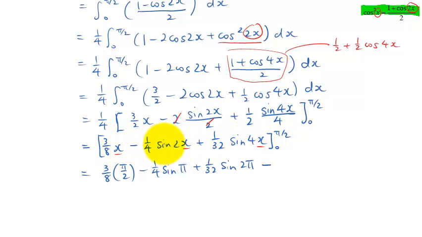So after substituting 0, this whole thing becomes 0. So press the calculator if you need to, but sine pi will be 0. Sine 2 pi will also be 0. So I only have this term left, which will simplify to be 3 pi over 16. So this is my answer.